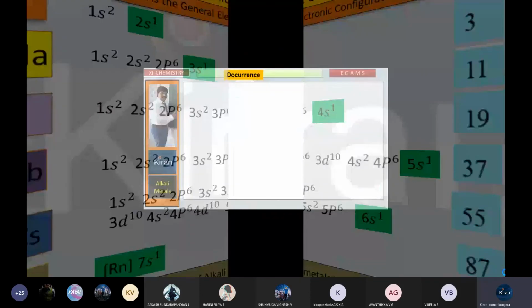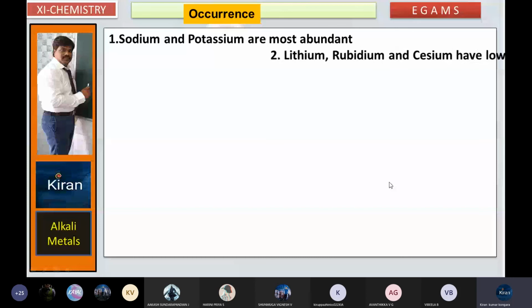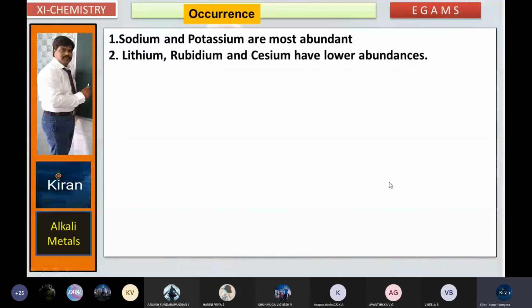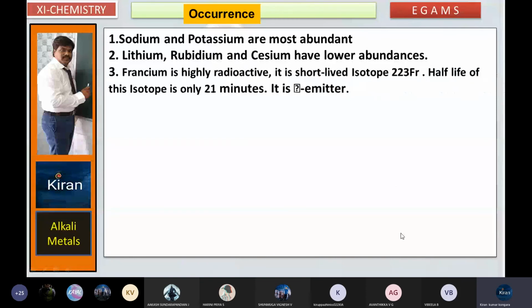Coming to the next topic, occurrence. How the alkali metals are available in the Earth's atmosphere, that we are going to see here. Sodium and potassium are the most abundant elements in this group. Lithium, rubidium, and cesium have lower abundance in this group. Francium is highly radioactive. It is a short-lived isotope, francium-223. The half-life of this isotope is only 21 minutes and it is an alpha emitter.